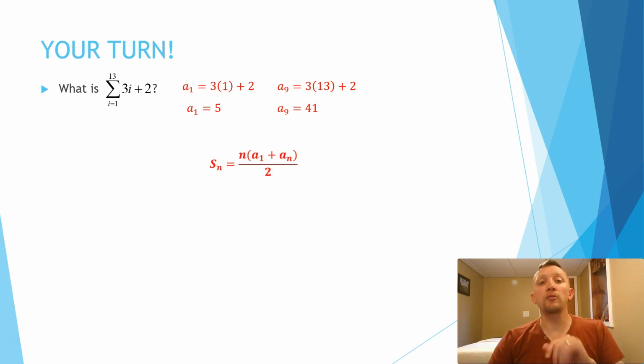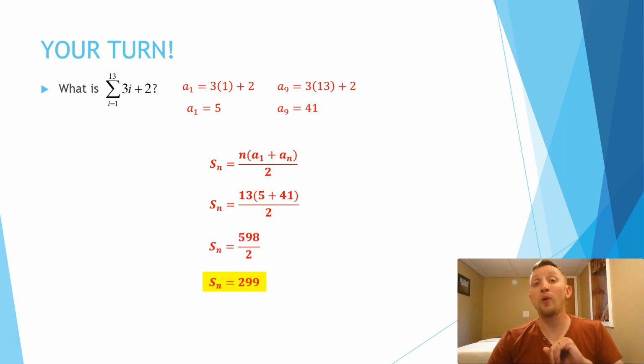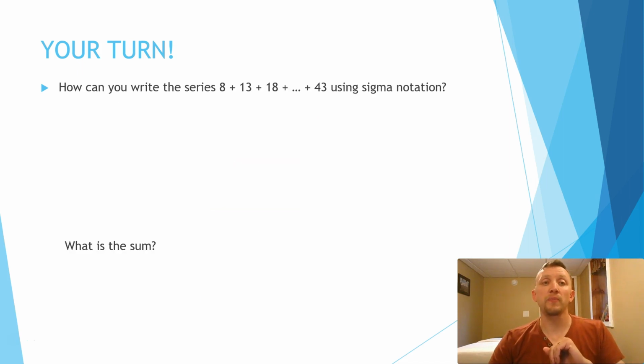Okay, so now to find the sum of that series, we would just plug it into the formula. We know there are 13 terms in the series. Our first term is 5, our last term is 41, and we divide by 2. So 5 plus 41 is 46. 46 times 13 would be 598, and half of 598 would be 299. So that would be the sum of the series.